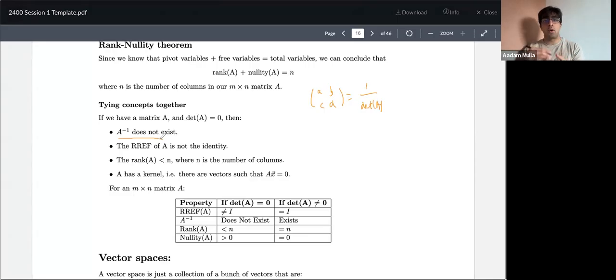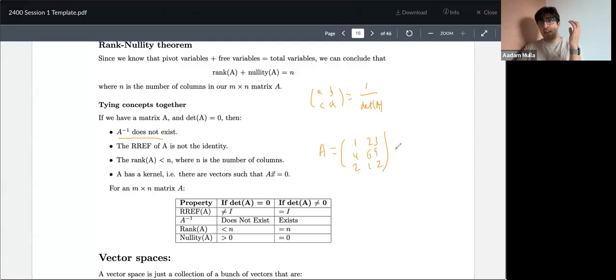Okay, now let's see how each one of these other things is all interconnected. The reduced row echelon form is not the identity. What that means is, if the determinant of A is 0, let's say A is some nice matrix with numbers in it. I'm just going to make an example. These numbers are going to make no sense, but imagine we have a matrix here.